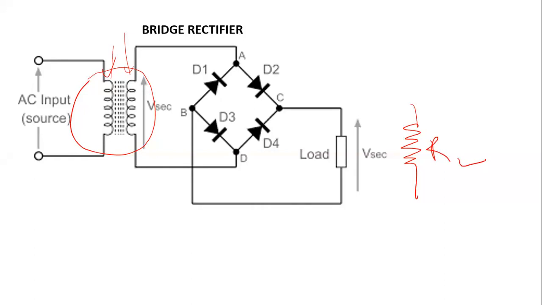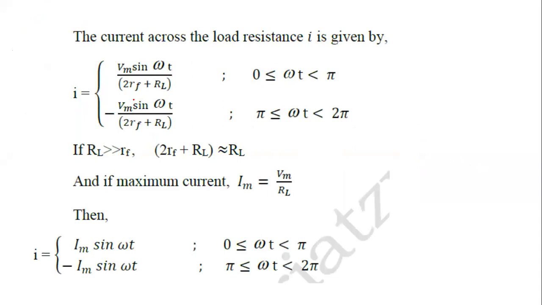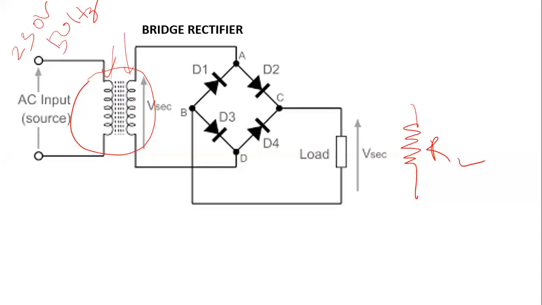Now, if you look at the circuit here, in our AC input source, in India, we have 230 volt peak voltage AC and 50 hertz frequency. And depending on the number of turns in the secondary and the primary of the transformer, we have a certain value of peak voltage in the secondary of this transformer.